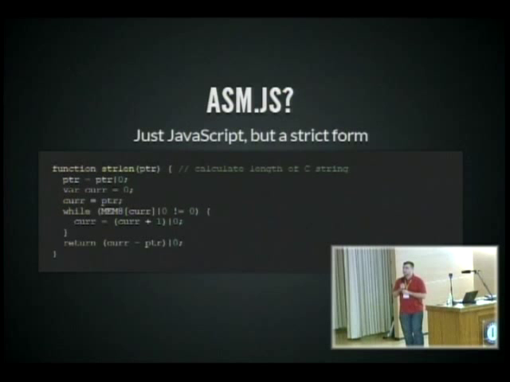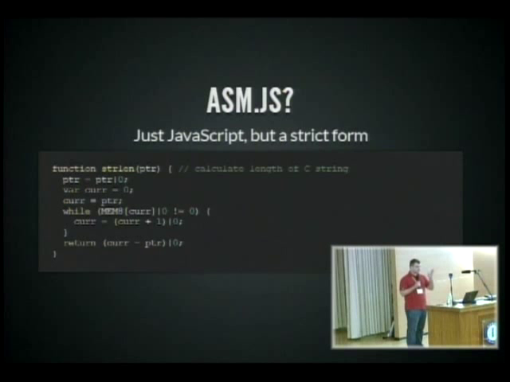This is the traditional native code string length operation. It takes a pointer, but that pointer is just an integer. It's just a number as far as JavaScript is concerned. And it uses that to index into its heap, the mem8 array. And you'll see these things called the or zeros in this.